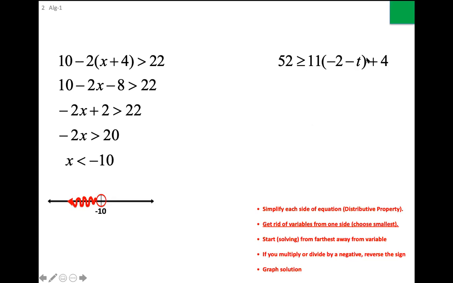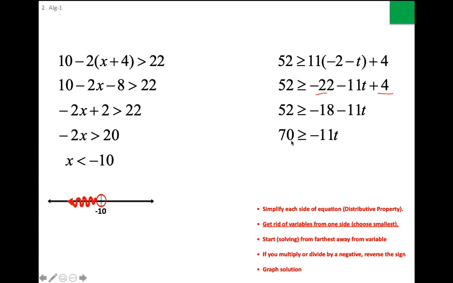For those that did the one on the right, distribute the 11 to the inside. That would be -22 and -11t. Let's see, I can group together the -22 and the +4. That would give me -18. Move the 18 to the other side. That means add 18 to both sides. That gives me, what, 70?